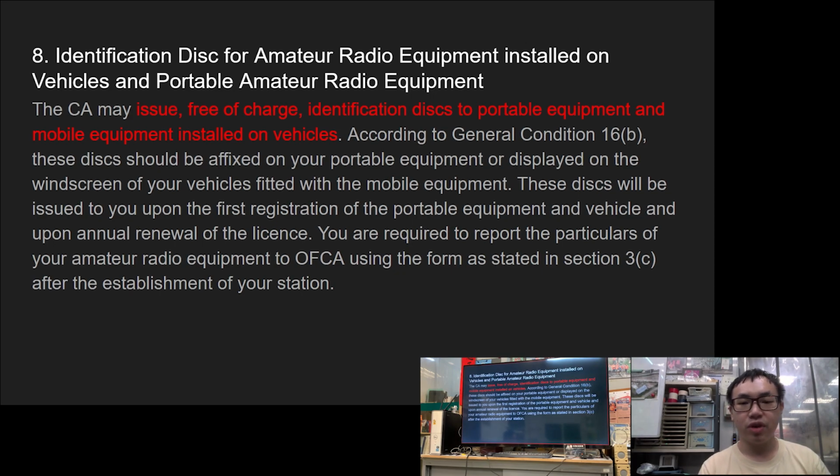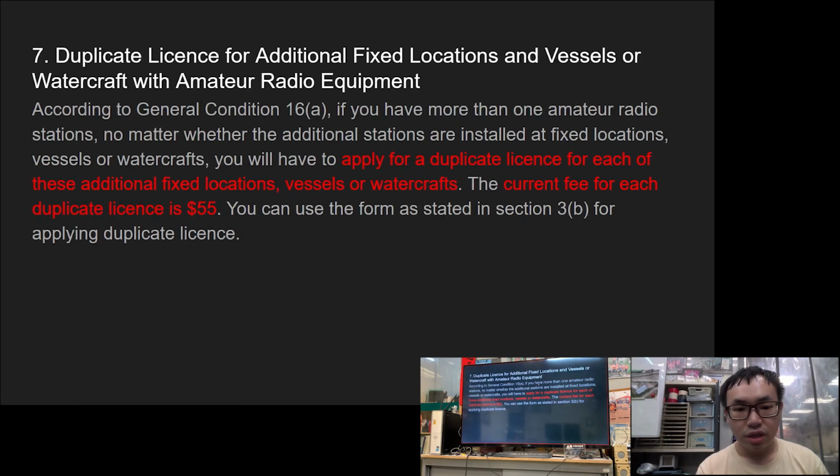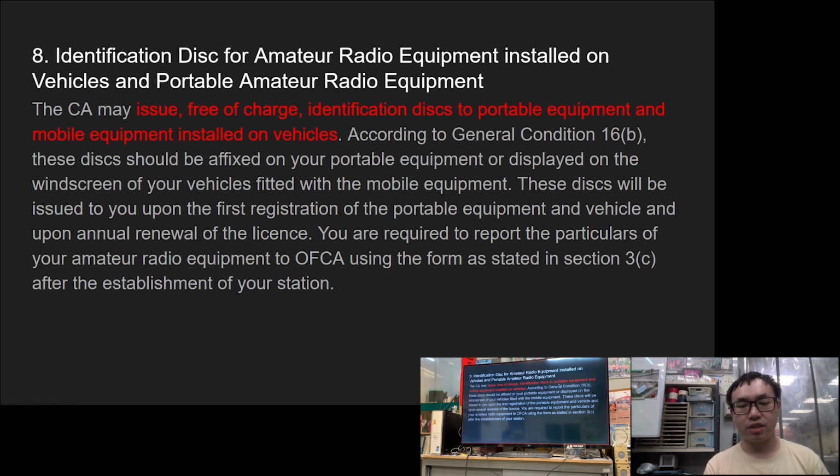Okay. If you are applying for a radio station in vessels or cars, you don't have to apply for a duplicate license. Just for fixed locations and watercraft. For mobile, you don't have to do it because you have to stick your identification disc, or just the label, on your windscreen. We call it the label, okay? But in the formal wording, it is identification disc.